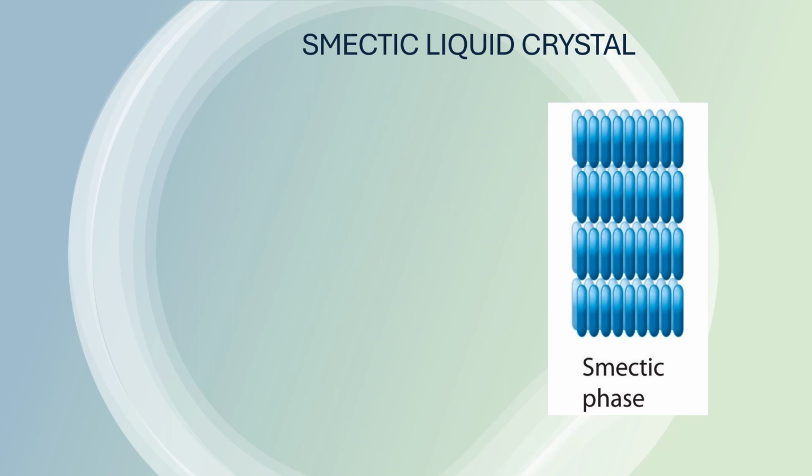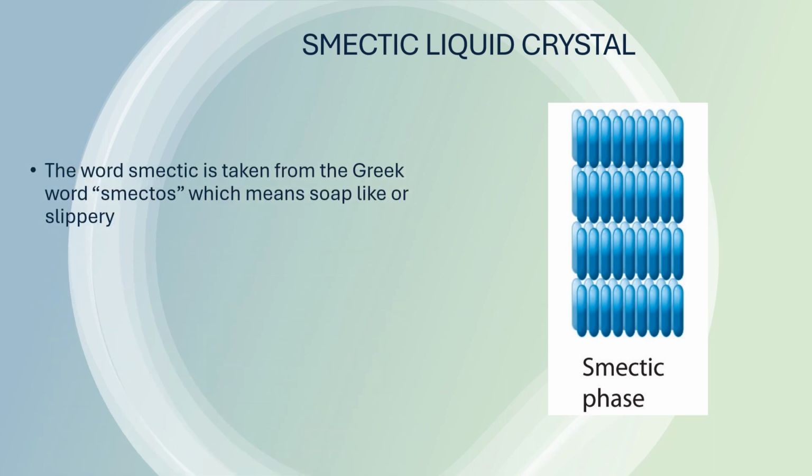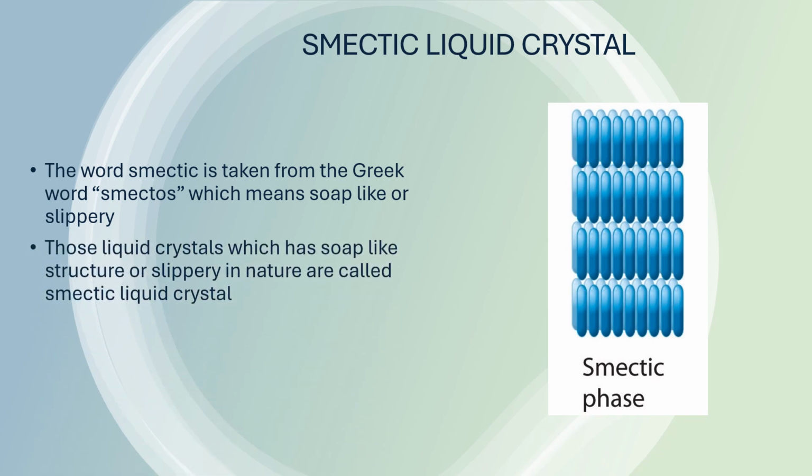Smectic liquid crystal. The word smectic is taken from the Greek word smektos, which means soap-like, slippery. So just like soap which we use in daily life is slippery, like that smectic liquid crystal is also slippery. So those liquid crystals which have a soap-like structure or are slippery in nature are called smectic liquid crystals.